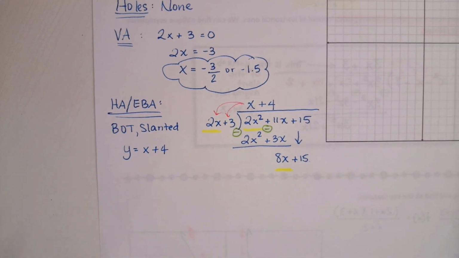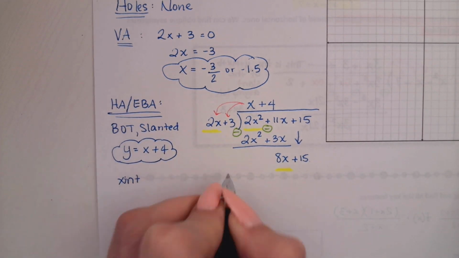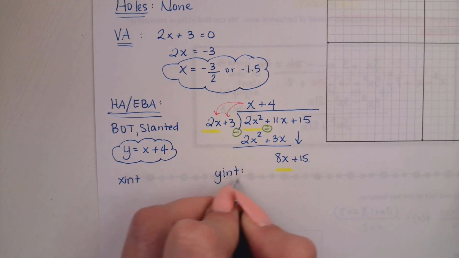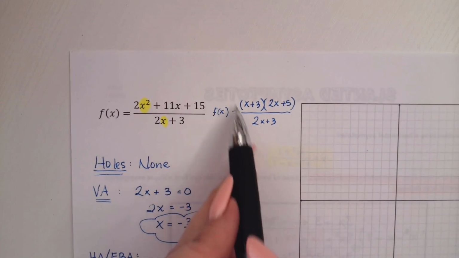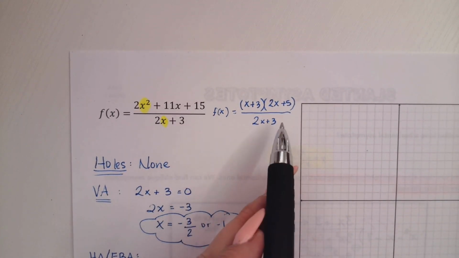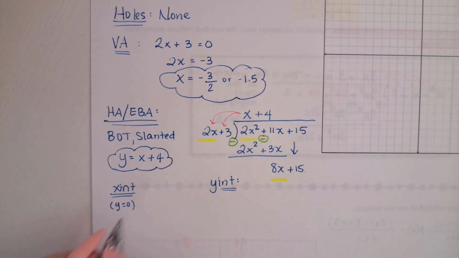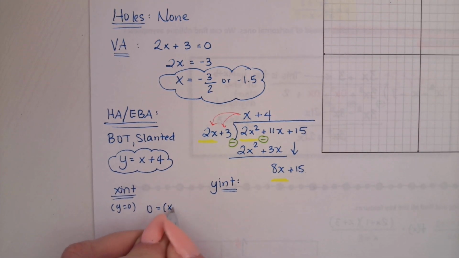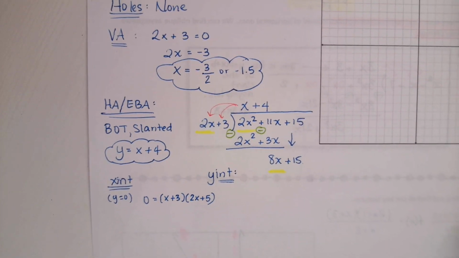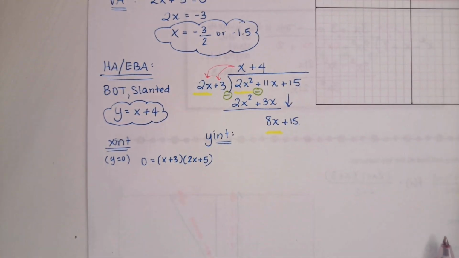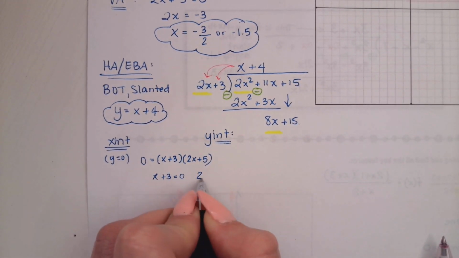Okay, and then lastly, finding our x and y intercepts. The x-intercept, remember that's when y equals 0. So I'm going to put my 0 here. Remember that ends up canceling with your denominator because you're going to multiply by your denominator. It's going to cancel out and turn into 0 equals the numerator. So I'm going to put 0 equals the 2 factors in my numerator. How many x-intercepts am I going to have then? 2 x-intercepts, right. 1 when x plus 3 equals 0. 1 when 2x plus 5 equals 0.